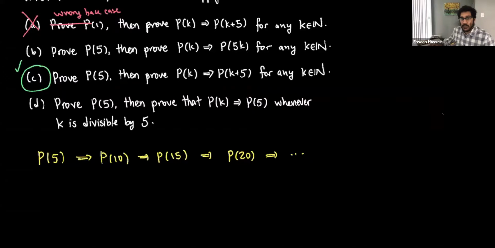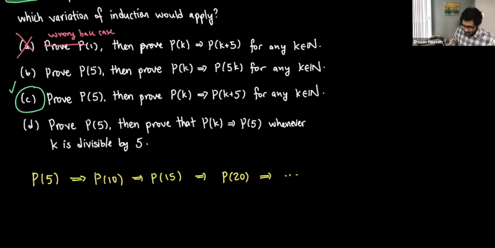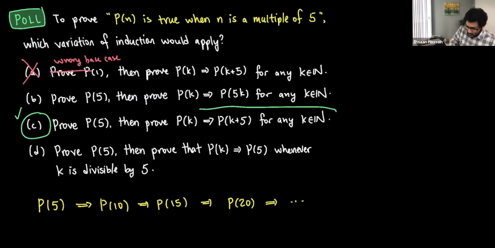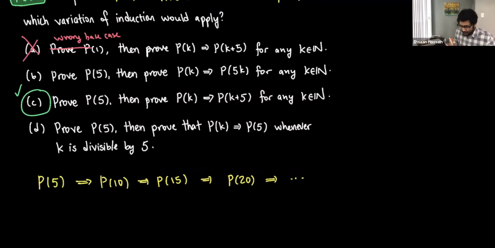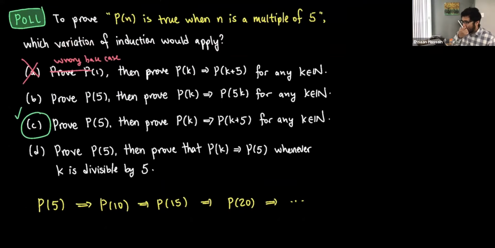Okay. Sorry, I didn't record that. The answer was C, and the reason was because the base case is P of 5, and then the next smallest multiple of 5 is 10, and then the next smallest multiple of 5 is 15, and you increase by 5 each time, where k is a natural number. Okay, so that's the poll question. I have one more problem for you, unless there's a question about this one. Anything I can clarify about this problem?